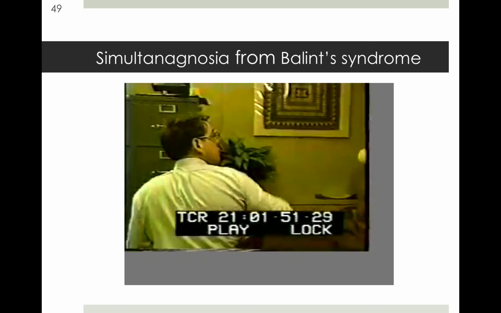So it's a short clip there. But you can see how when there's one object, he's kind of able to identify it. But as long as you have two objects at the same time, you can't see both at the same time.